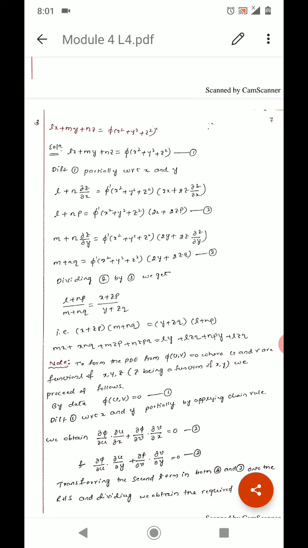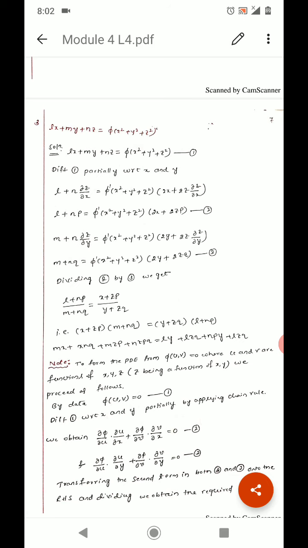Since z is a function of x and y, we have to differentiate the function z with respect to x. That will become 2z into del z by del x. So we get l plus n into p, del z by del x is p, equal to phi dash of x square plus y square plus z square, 2x plus 2zp, since del z by del x is p. Take it as equation 2.